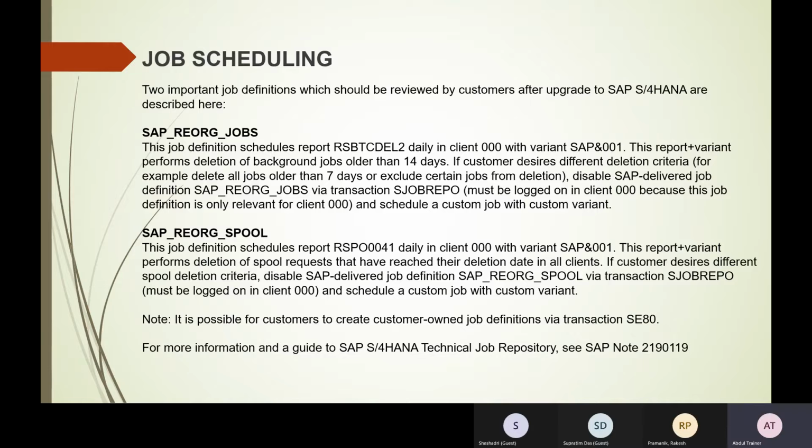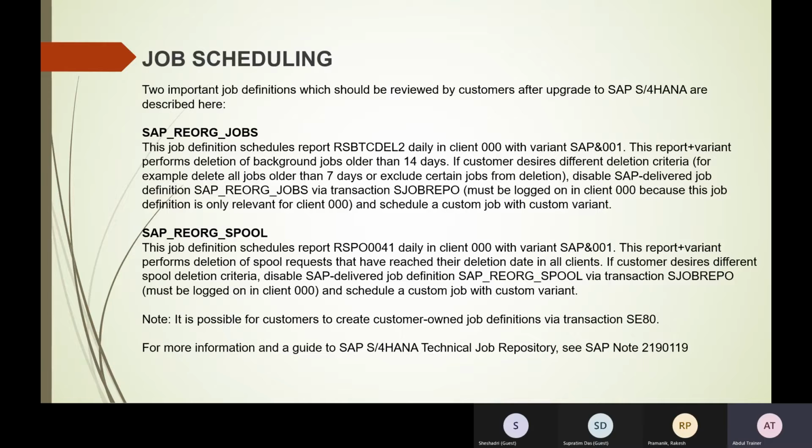Okay, after the conversion or upgrade, what is the new variant in S4HANA? Here, the job definition schedules the reports. With the report RSBTCDEL2, you can schedule this daily in client 000 with the variant SAP_SAP&001. With this variant you can select.